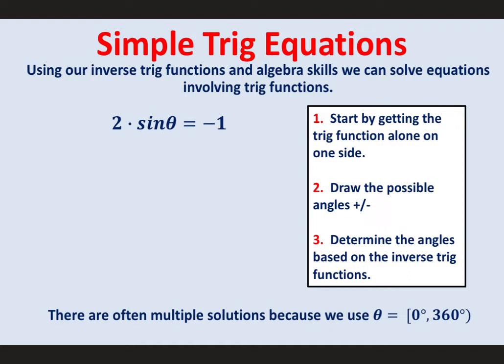So the first thing we're going to do is divide both sides by 2. So we get the sine of theta equals -1 over 2. All right, so now sine of theta is by itself, so we're going to go ahead and draw a quadrant, and this is how you show your work every time. So we have sine of theta is -1/2. Well, sine is negative in these two quadrants, quadrant 3 and quadrant 4. Sine is my opposite side over my hypotenuse.